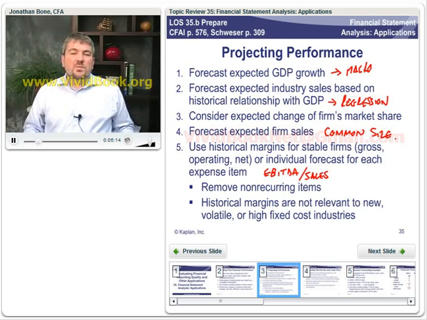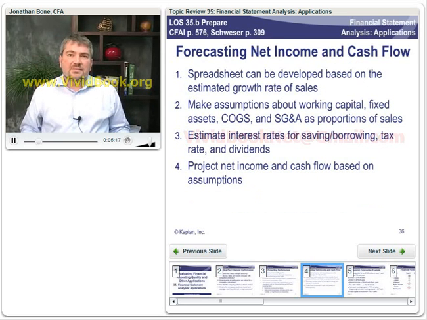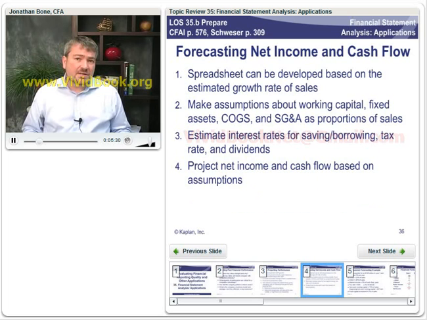Now, of course, what we can then do is build a spreadsheet developed based on the estimated growth rate in our sales. So we're going to need to make assumptions about working capital, normally as a percentage of sales, fixed assets and capital expenditure, again normally as a function of sales, cost of goods sold as a function of sales, sales general admin as a function of sales.